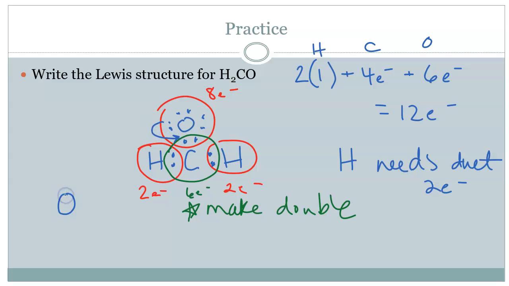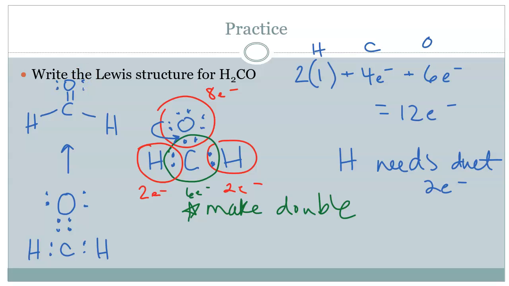And so it will end up looking like this, where now we have 2 pairs of electrons between the carbon and the oxygen. And if we drew our Lewis structure with lines for bonds instead, we would have carbon bonded to the hydrogen and then double bonded to the oxygen, which has 2 lone pairs. If we go back and double check, we have 12 total electrons, which is what we need, and everything has a stable octet or duet. If you have any questions, please let me know.